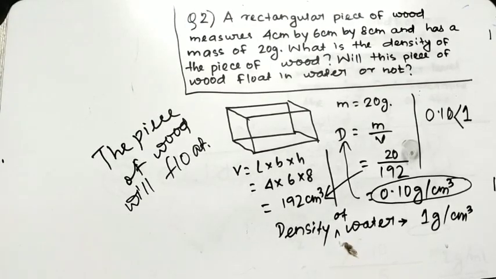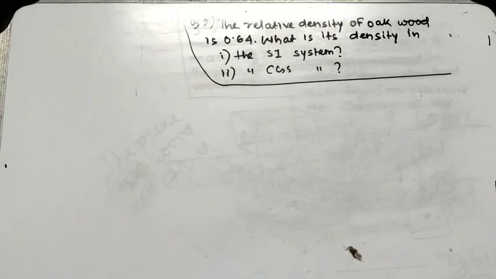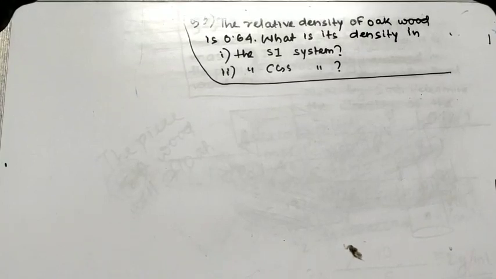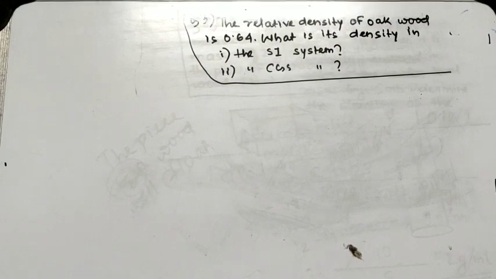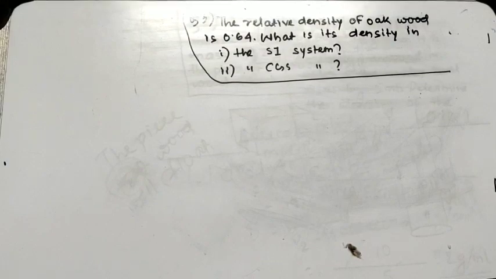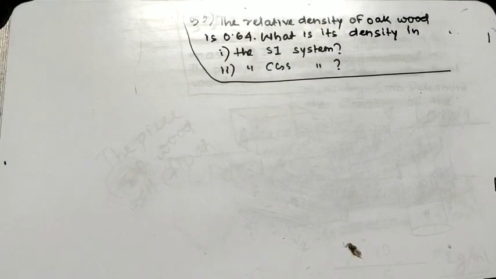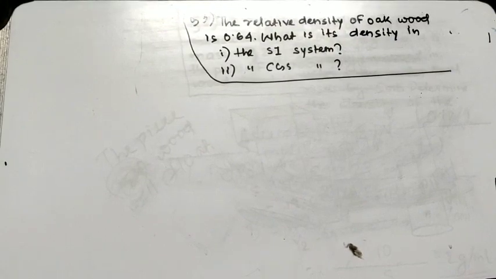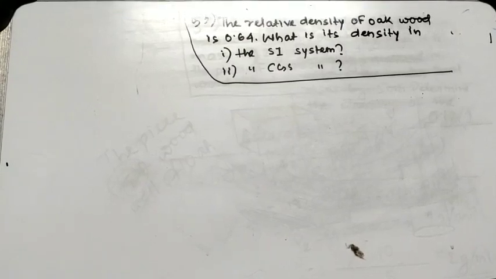Let's do the third question. Okay, so here we have our third question, and the question says the relative density of oak wood is 0.64. What is its density in the SI system as well as in the CGS system? Now this is going to be interesting as we have the SI system and the CGS system both in the same numerical problem. This is going to be interesting and this is going to be easy as well. So don't worry.